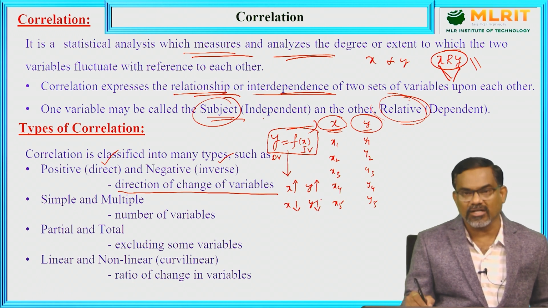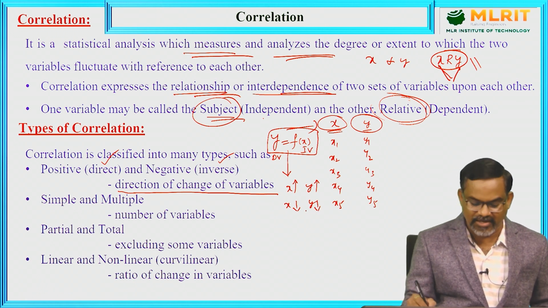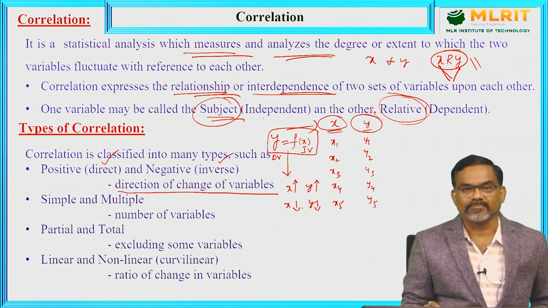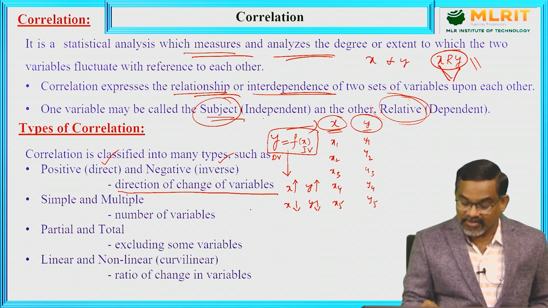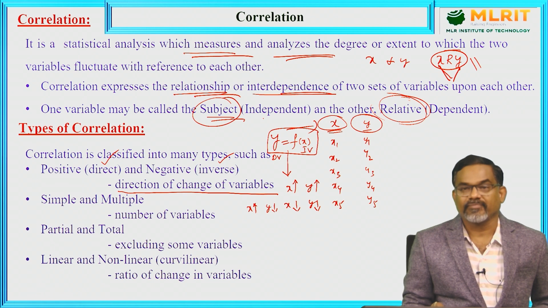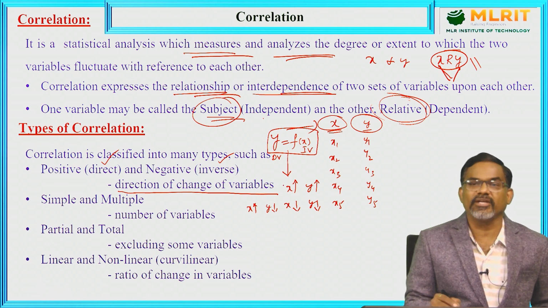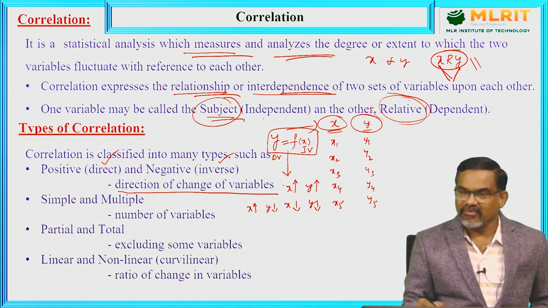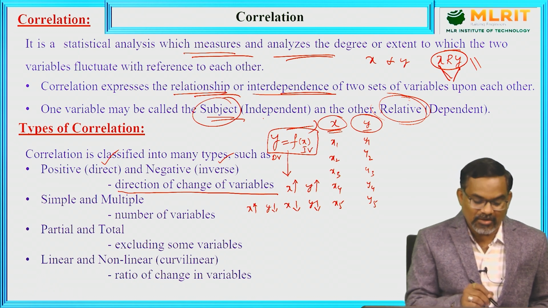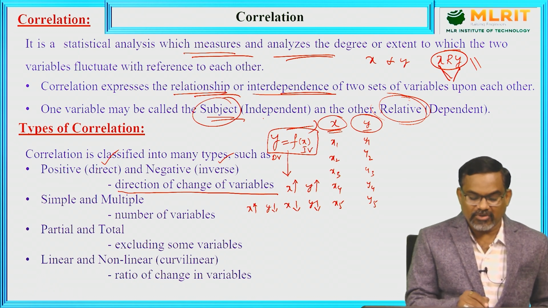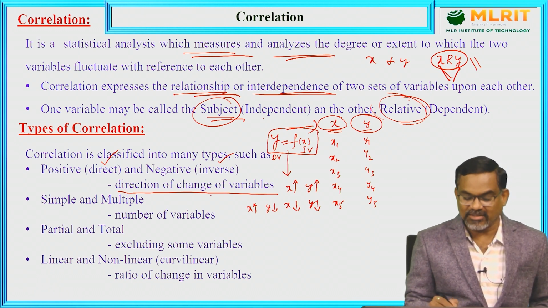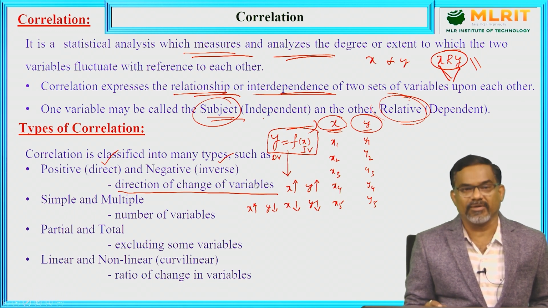In this case also, since the direction is the same, it is positive. For example, if x is increasing, y is decreasing, so the direction is reversed. In that case, the correlation is said to be negative. Similarly, vice versa. So the correlation is positive or negative depending on the direction of change of variables.